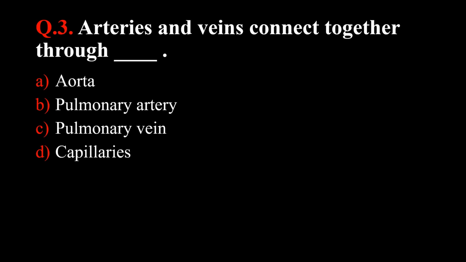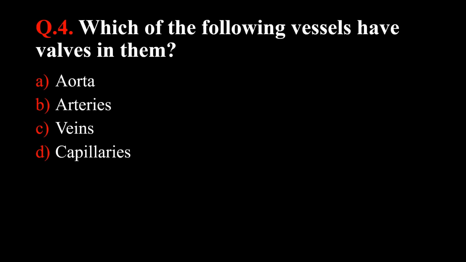Question 3, arteries and veins connect together through dash, and your options are A aorta, B pulmonary artery, C pulmonary vein, and D capillaries. And the right answer is D capillaries. Question 4, which of the following vessels have valves in them? And your options are A aorta, B arteries, C veins, and D capillaries. And the right answer is C veins.